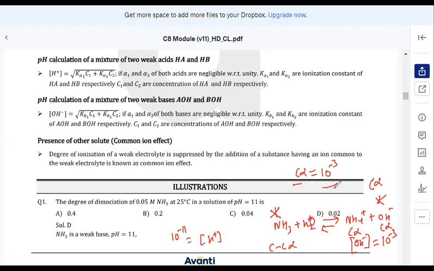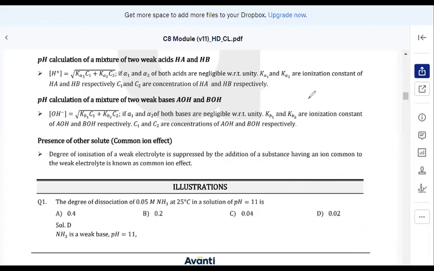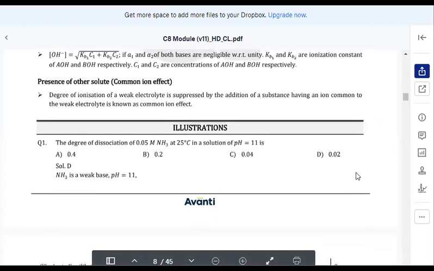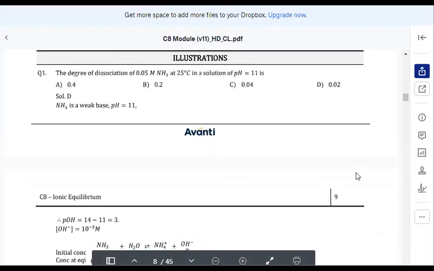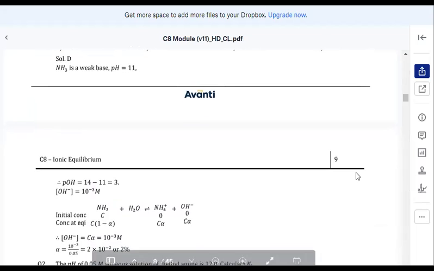Now, C is given. You got it. Can you find alpha? Alpha is equal to 10 to the minus 3 divided by what? 0.05, right? So did you get the answer? Tell me. Think about it and let me know. What's the answer? Okay, so the answer is 2 into the power minus 2, or 2%.